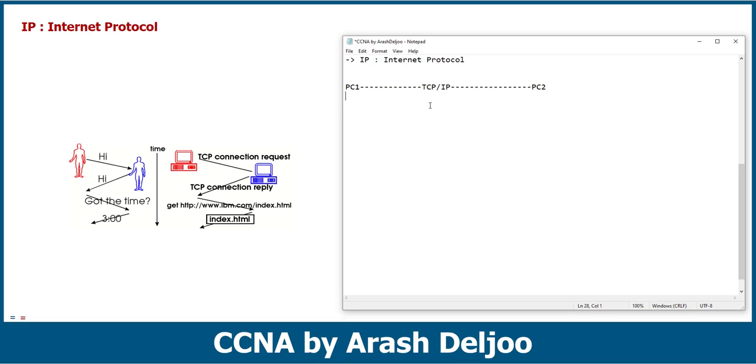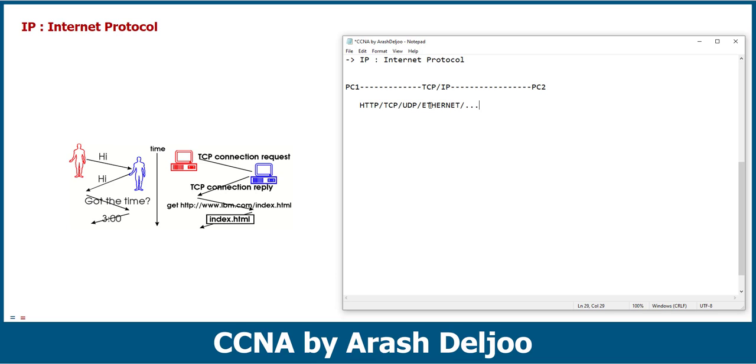Let me talk about the TCP/IP. You will learn about the TCP/IP in this course, so don't worry about the details. But let me say that in the network, we have many protocols for communicating between two PCs or more than two PCs. This means that for communication between the PCs, we need some components. For example, we need HTTP, we need TCP, we need UDP, we need Ethernet, and we need other protocols.